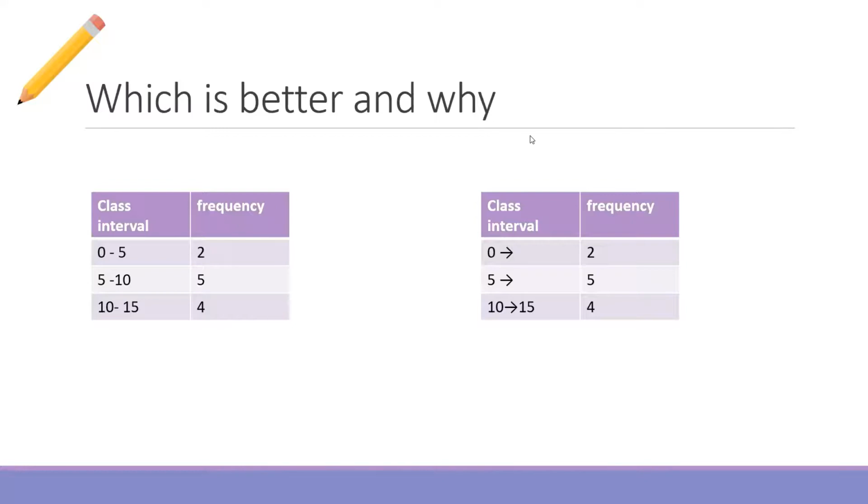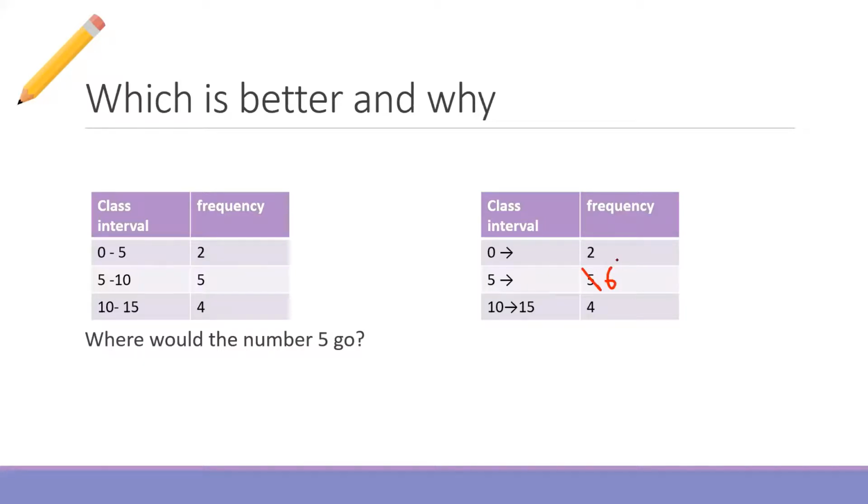Here's my question. If a new piece of data came in, the number 5, where would it go in each of these scenarios? Well, in the one on the right, we would clearly say this is from 0 up to 5, whereas this is 5 up to 10. So therefore, we would clearly put the 5 here, so it will turn into a 6.